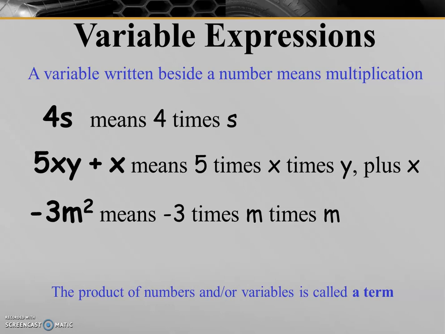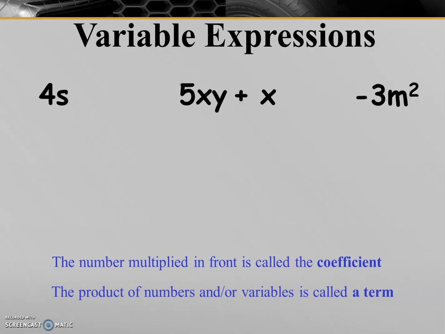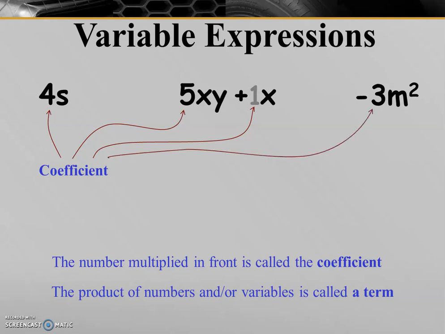When you multiply these things together, it's called a term, okay? And the number in the front of a term is called the coefficient. Yeah, you have to know these words. So here are three variable expressions. And as I said, we want to take a look at the coefficient for each of these terms. For 4s, 4 is the coefficient. 5xy, the coefficient is 5. And that term by itself, x, is really a 1x. It's got that imaginary 1 that counts as its coefficient. If there's nothing there, it's understood to be 1. And the negative 3m squared, the coefficient is negative 3.